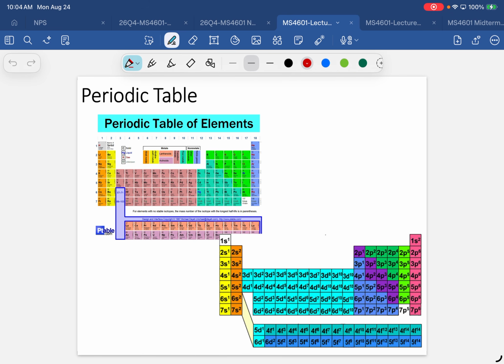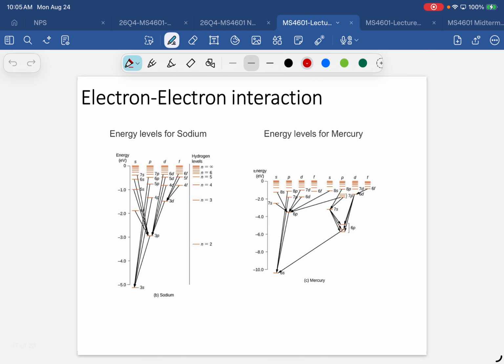So with that, we can actually try to understand other atoms with the hydrogen model. Because other atoms have more than one electron, and we have to consider electron-electron coupling, which makes the situation more complex. But we are going to try to use the hydrogen model to understand other atoms. Obviously we cannot ignore electron-electron coupling. Because of electron-electron coupling, when we consider sodium or mercury, which have more than one electron, the energy levels are shifting.